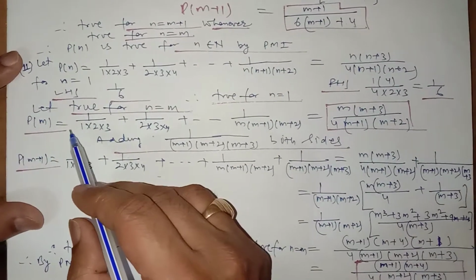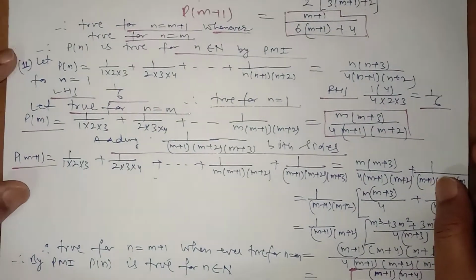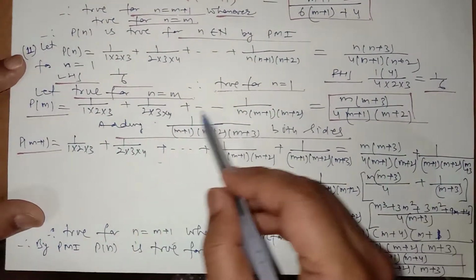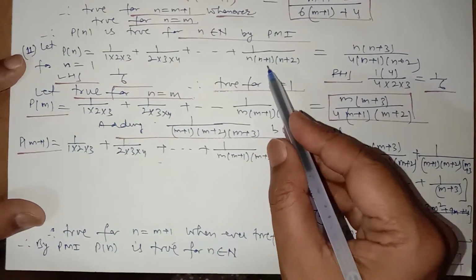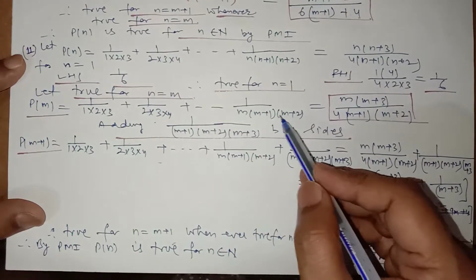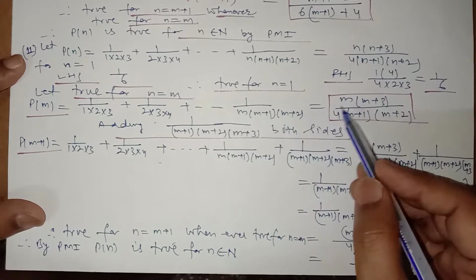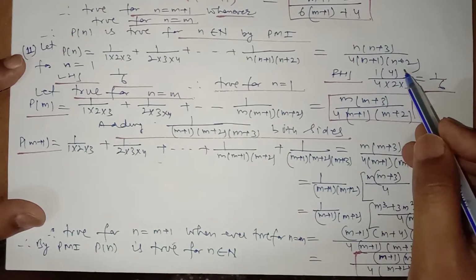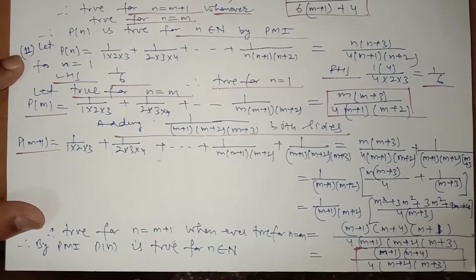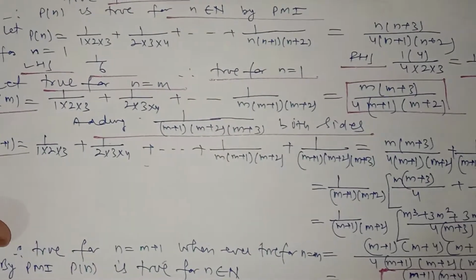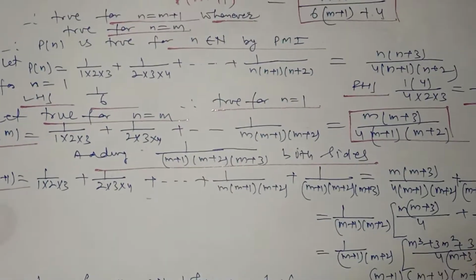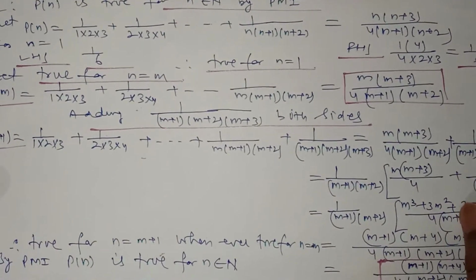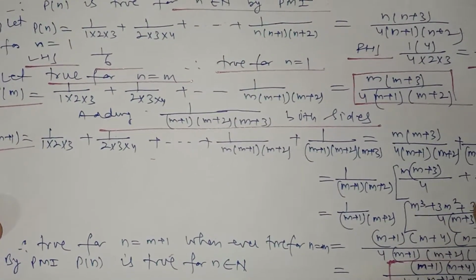Let this statement be true for n is equal to m. So we have to replace simply n by m plus 1 in the left hand side, and m plus 3 upon 4 into m plus 1 into m plus 2 in the right hand side. So we let that it is true for n is equal to m.